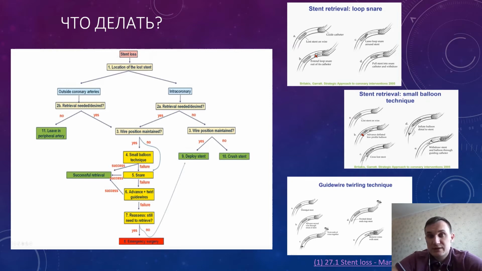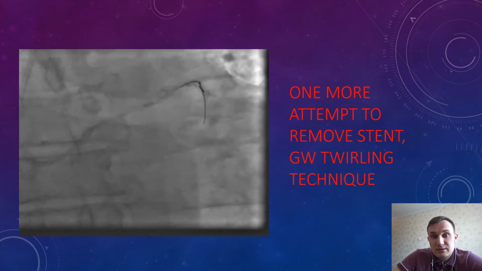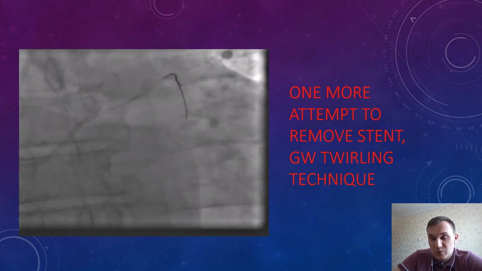Unfortunately, we didn't have small loops at this moment, and the small balloon technique may be used because it is very easy to use, and a smaller balloon can cross through the stent and can be inflated and withdrawn with the whole system. And the guide wire twirling technique is also a very common thing which can be done practically. We tried to use guide wire twirling, but it was unsuccessful, and the wires were going out without the stent removal.